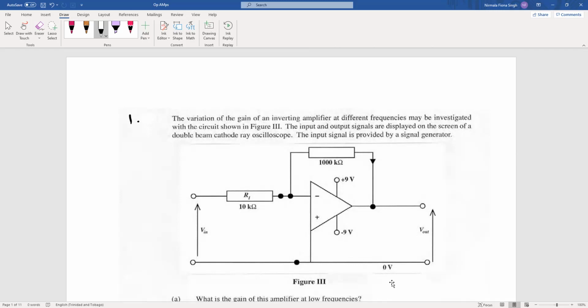All right, so let's read. The variation of the gain on an inverting amplifier at different frequencies may be investigated with the circuit as shown in figure 3. The input and output signals are displayed on the screen of a double beam cathode ray oscilloscope. Double beam meaning we can show both X and Y components in your output. So the input is provided by a signal generator. Signal generator is simply something that gives us an input signal. All right, so we get your wave for your input.